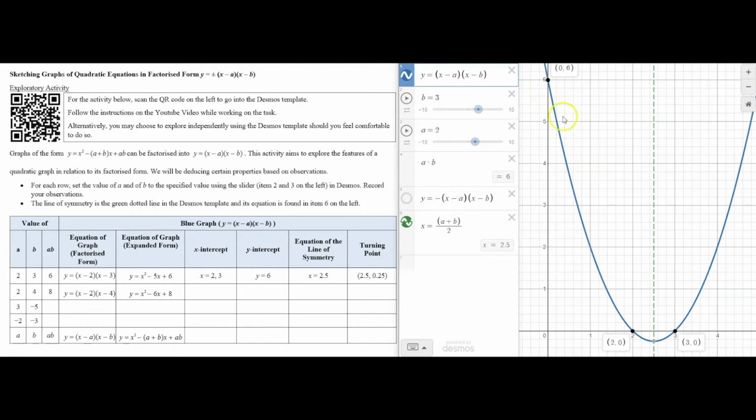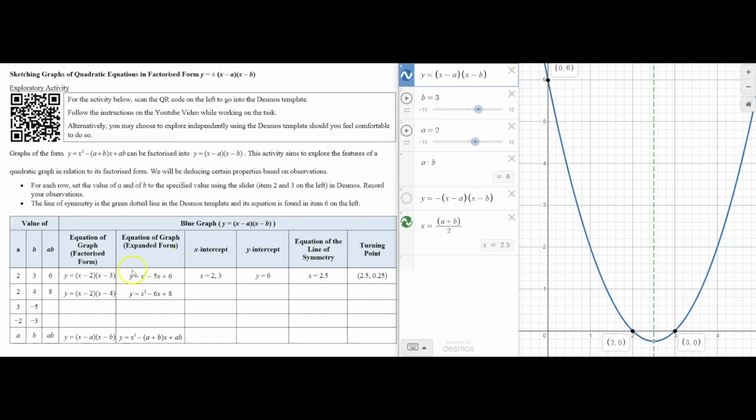Now notice two things. First, my x-intercepts are 2 and 3 which I put over here. Y-intercept is 6 which I put over here. Also importantly, for x-intercept, y equals 0. So the y-coordinate is 0. For y-intercept, x equals 0. So notice this opposite effect and keep this in mind. This is going to be important for our later part of the activity.